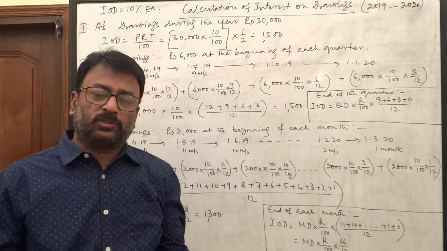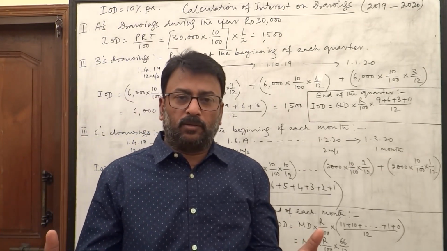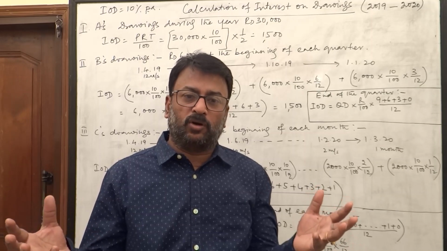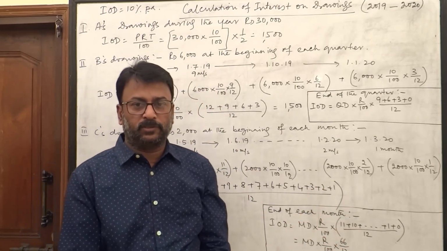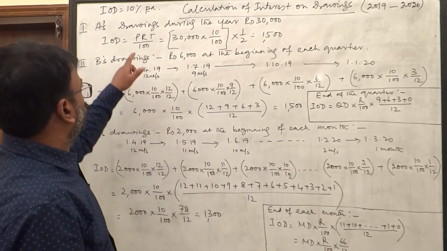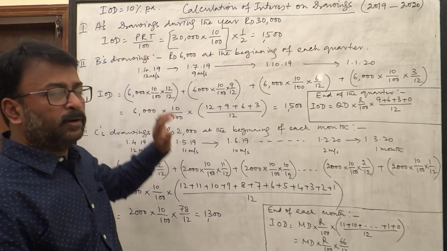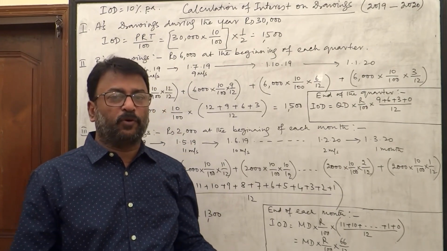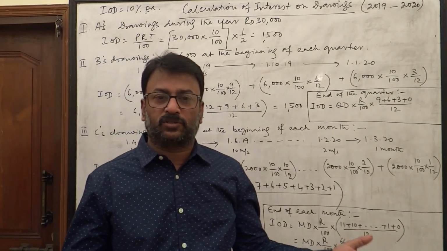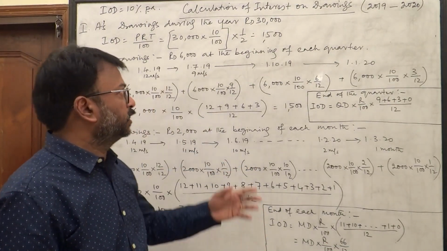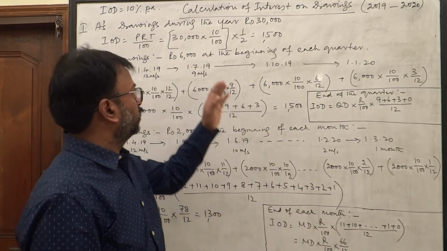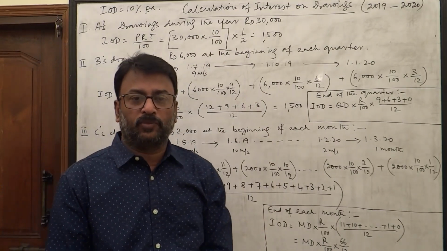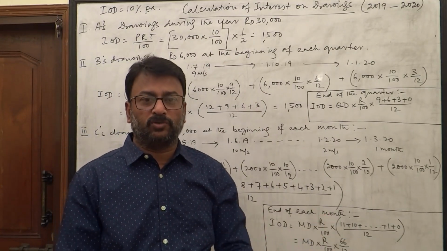We have to use the simple formula for interest on drawings, which we learned in standard 6 or 7 in maths, simple interest. The formula is PRT by 100. P stands for principal, R rate, T time. But in this case, the time is not given. So 30,000 into 10 by 100: whole year interest is 3,000.